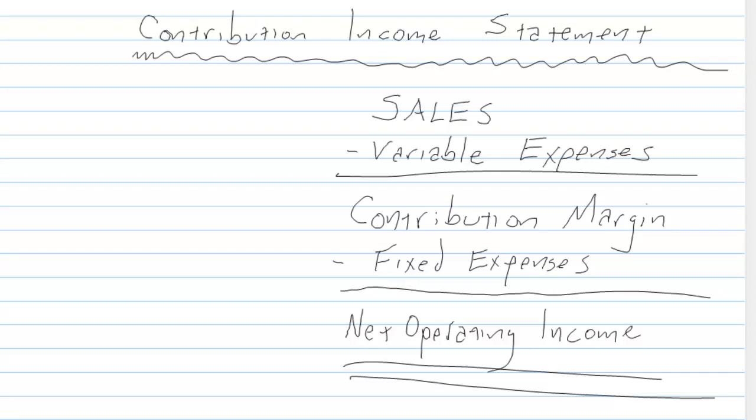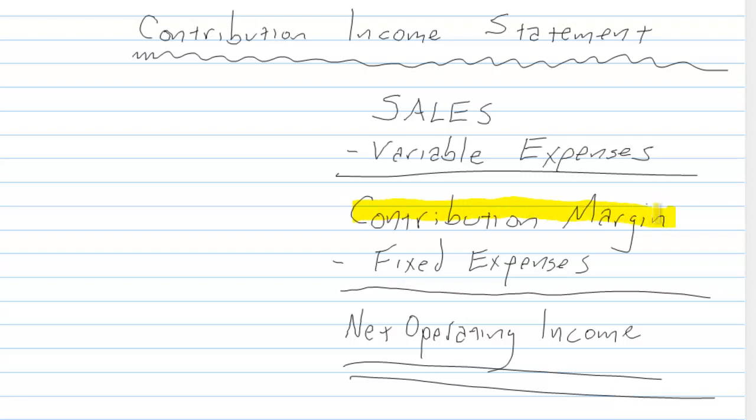In this video, we're going to be looking at some of the basic principles related to cost, volume, profit analysis. The first thing we're going to look at is this item called the contribution income statement. The contribution income statement is a little bit different than your regular income statement. In a contribution income statement, we start with our sales. We're going to subtract out our variable expenses. You're going to end up with something called the contribution margin.